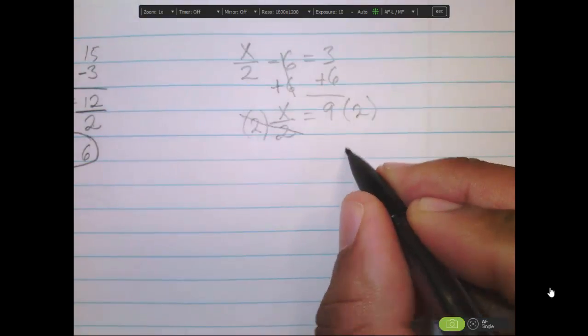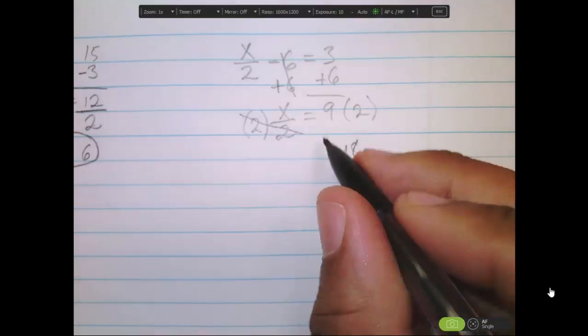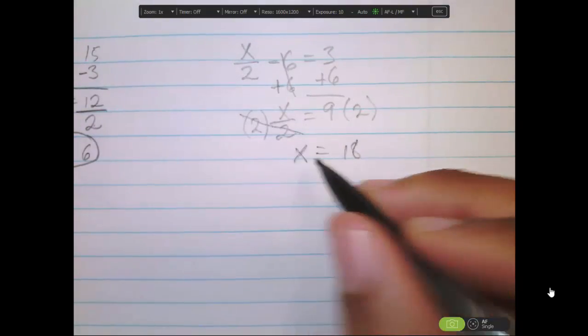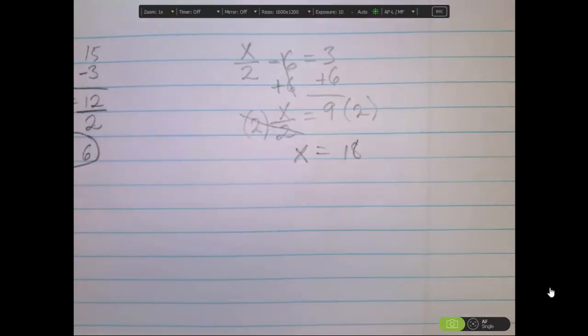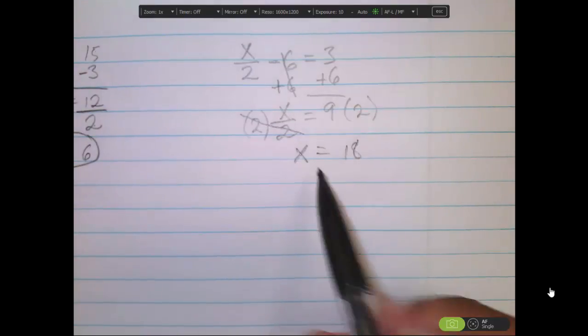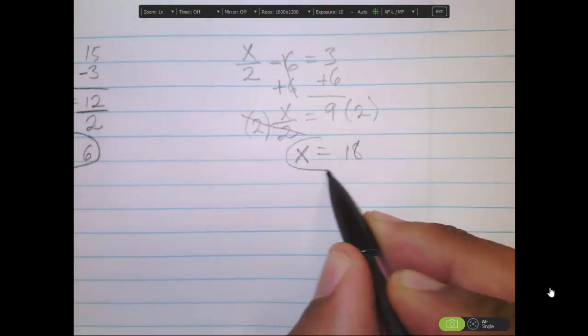You're absolutely right. We'll bring down our equal sign. We'll bring down our x. X equals 18. All right. Is that variable by itself? It is, so we are finished.